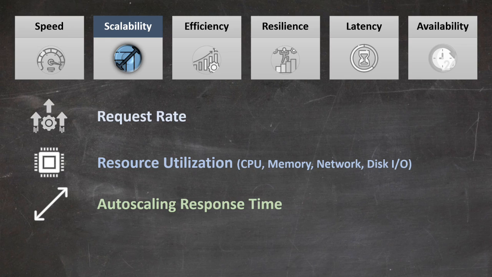The detection time, or how quickly our service recognizes the need to scale. The provisioning time, which is the time taken to add or remove resources. And finally, the warm-up time, which is the time for new resources to become fully operational. Simply put, measuring auto-scaling response time is more intricate than it appears at first glance.